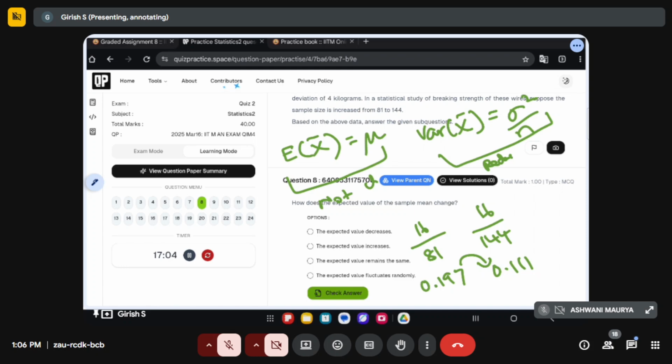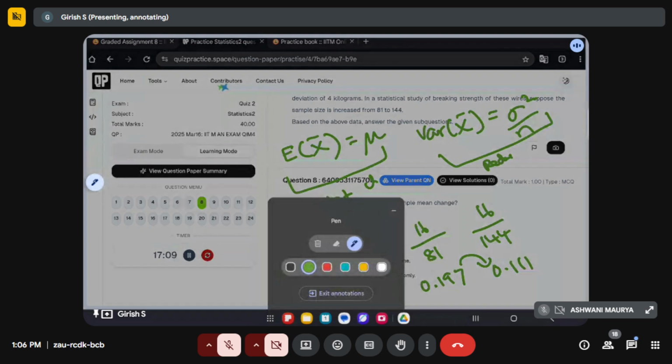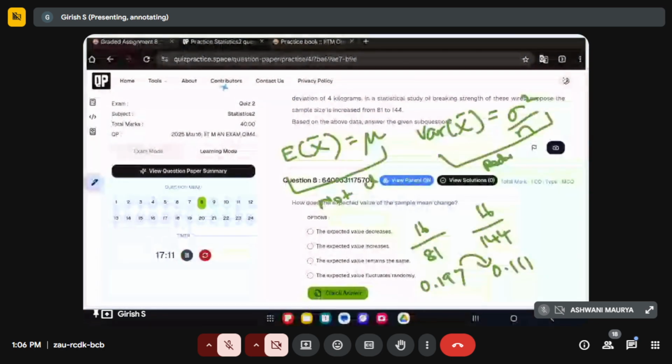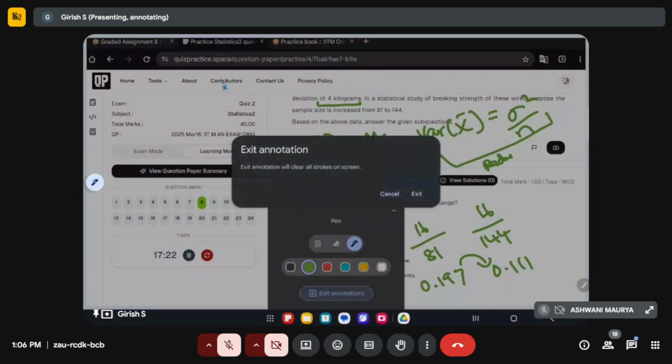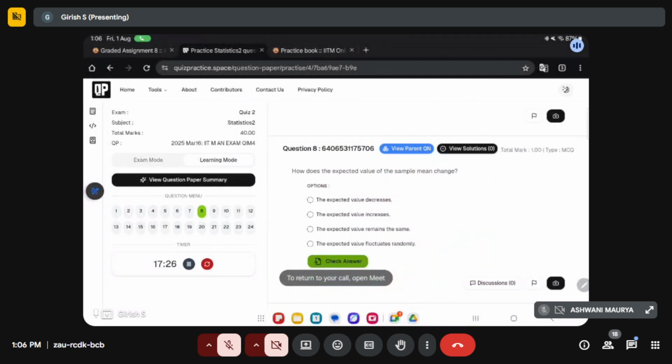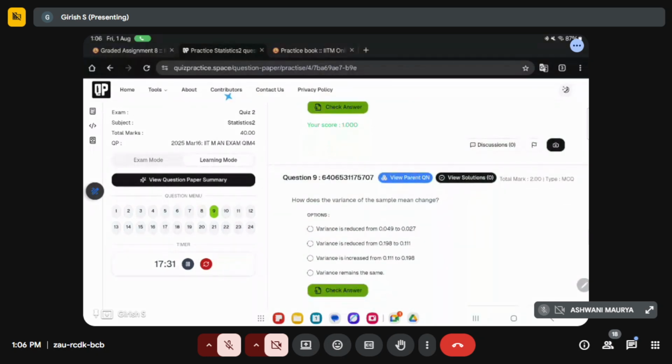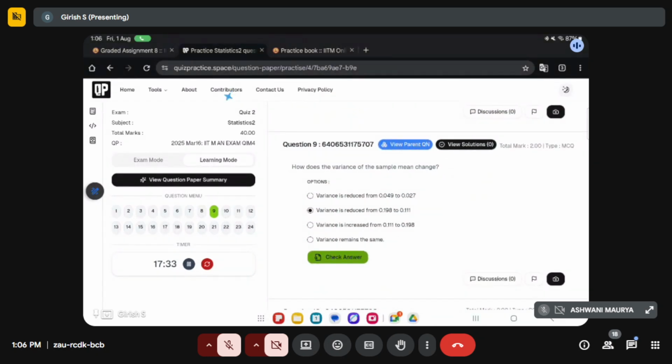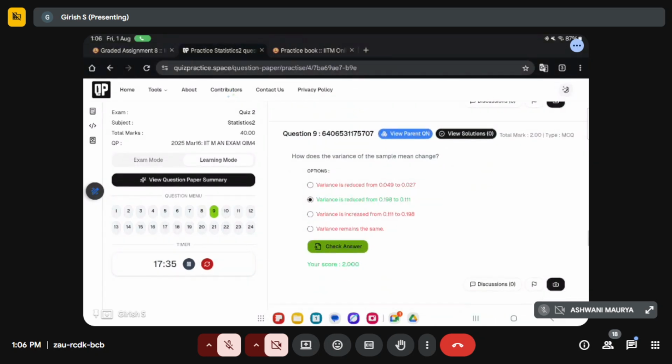Is this fine? Let me go with the answers. Just a small question. So the sigma square is nothing but you take it from the population, right? Yeah, which is given. Okay, correct. So here the expected value will remain the same and the variance will reduce from 0.198 to this one.